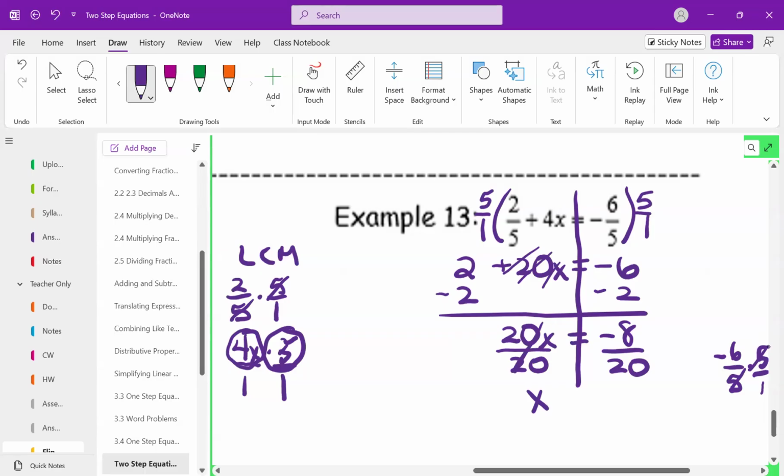Now, negative 8/20 does not divide evenly, so we're just going to simplify that fraction. What's a common factor of 8 and 20? 4. Negative 8 divided by 4 is negative 2. 20 divided by 4 is 5. So x equals negative 2/5.